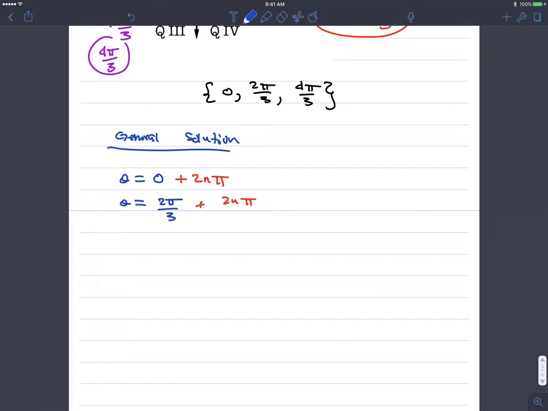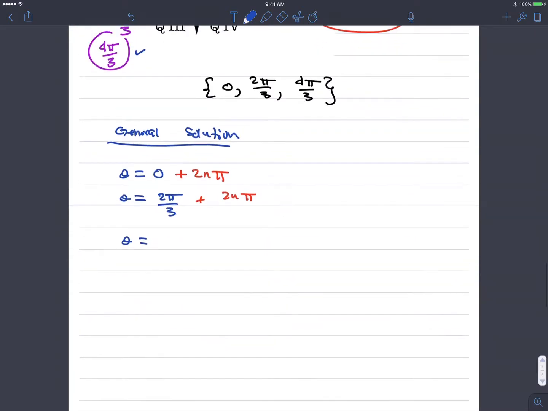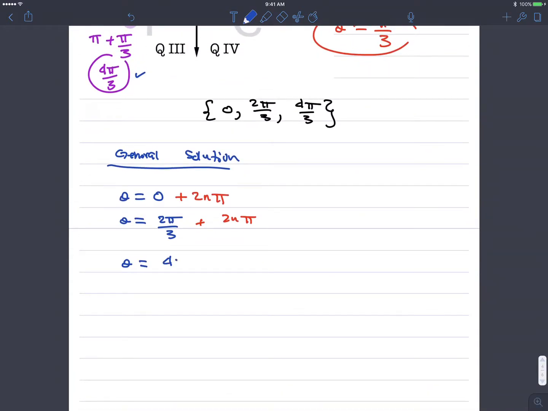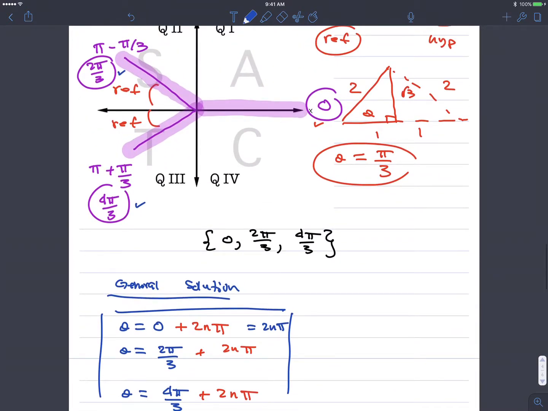And then, we need more space since we're having fractions. We're going to write 4 pi over 3. What are you guys going to add now? 2 and what? Pi. There you go. Here's your general solution. Okay. Now, yes, 0 plus 2n pi. You can also say, hey, is that just 2n pi? The answer is yes. This will generate every coterminal solution to that 0-degree angle.